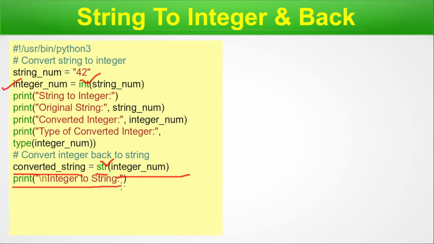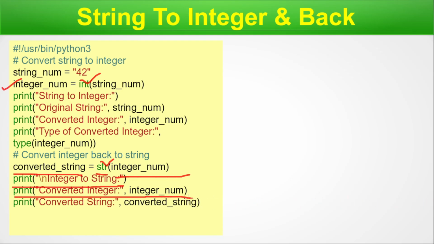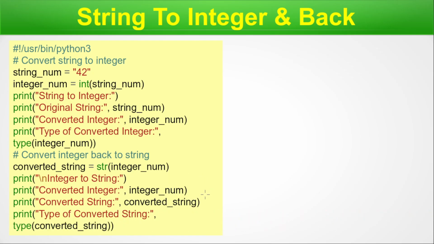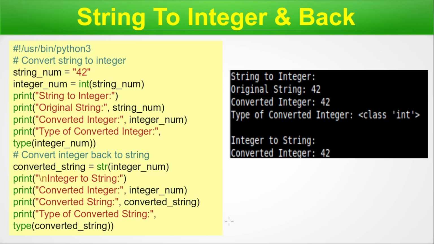Next, we print the header "Integer to string." Next, we write the converted integer, that is integer_number, and then we write what it is converted to: the converted string. Now we are converting an integer into a string. Next, we check the type of the converted string with the type function. And finally, when we run the code in our terminal, we get this output.